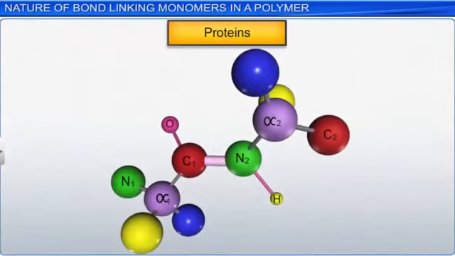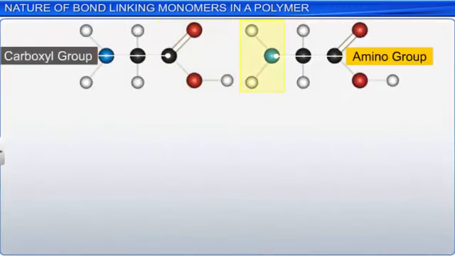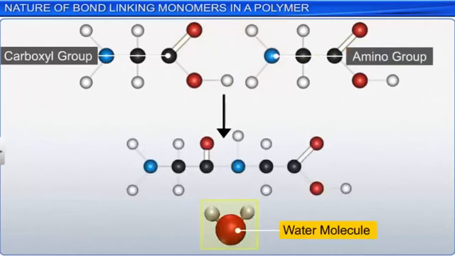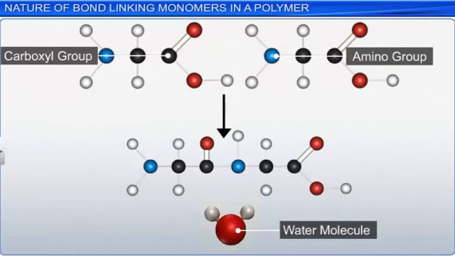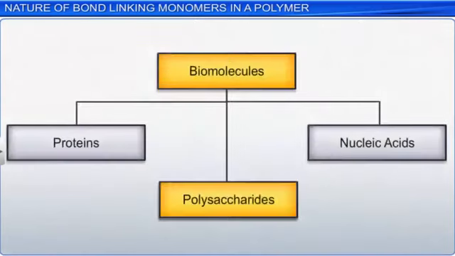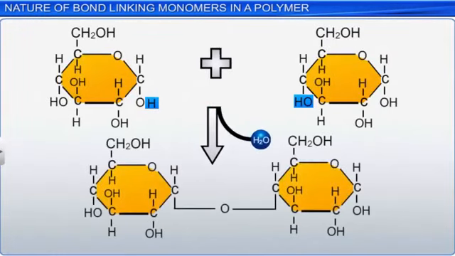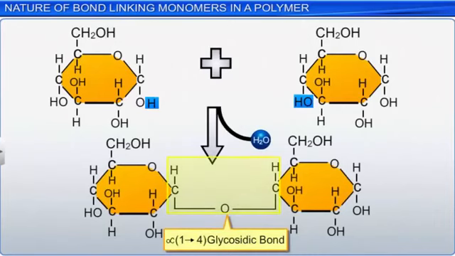Proteins are amino acids linked by peptide bonds. This chemical bond is formed when the carboxyl group of an amino acid reacts with the amino group of the next amino acid, losing a water molecule. This process is also known as dehydration. Polysaccharides are formed when several monosaccharides link together by a glycosidic bond. This bond is also formed due to dehydration.